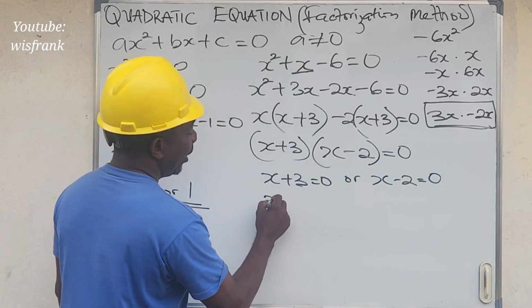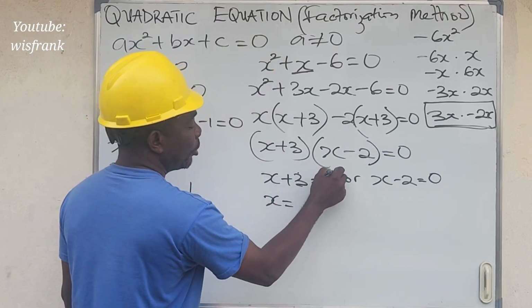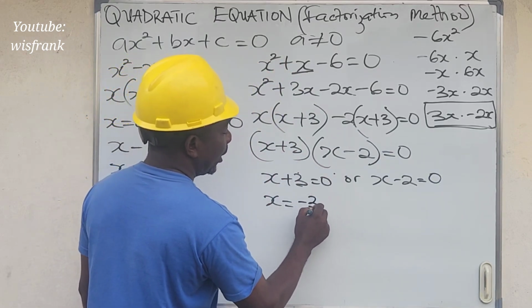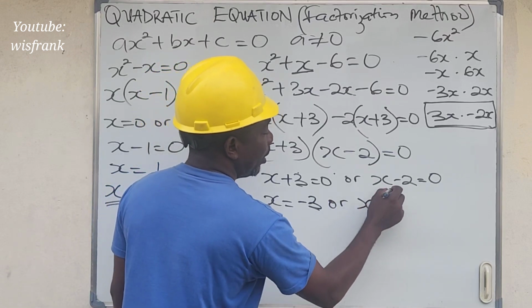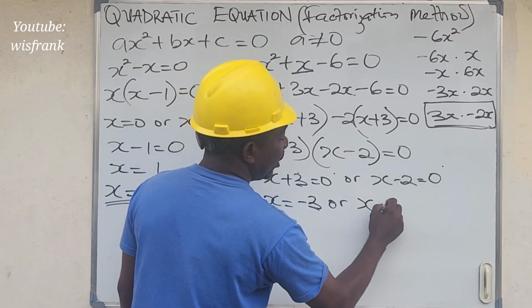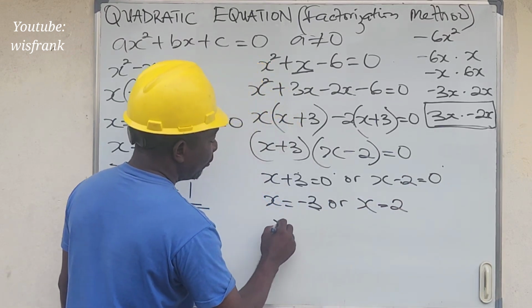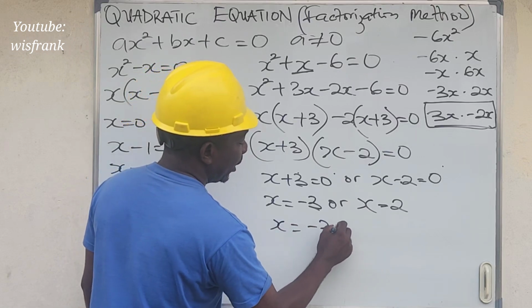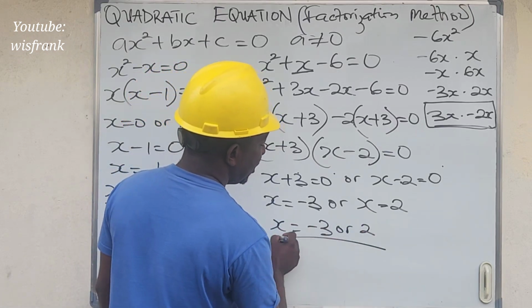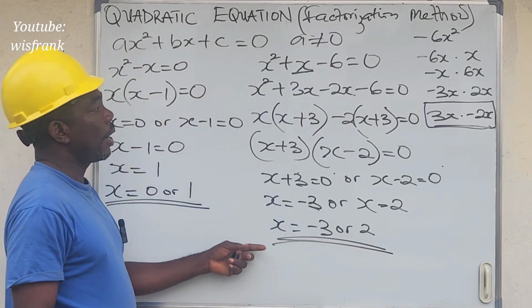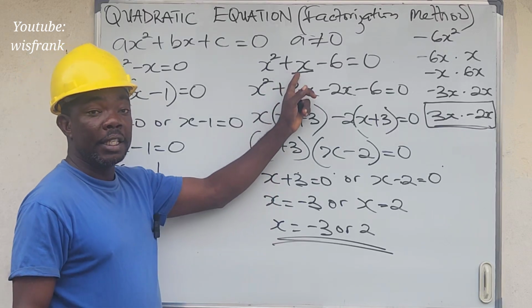So from here we have x equals, when 3 transposes to the other side, minus 3, or we have x, when minus 2 transposes to the other side, we have 2. So the value of our x equals minus 3 or 2. So these are the values of x that satisfy this equation.